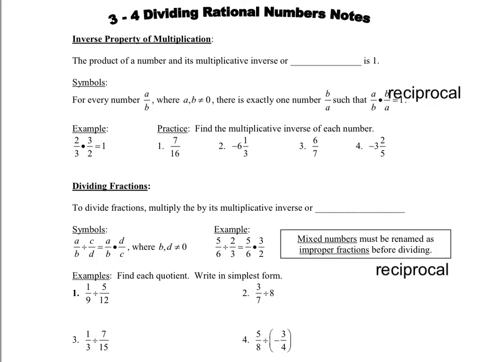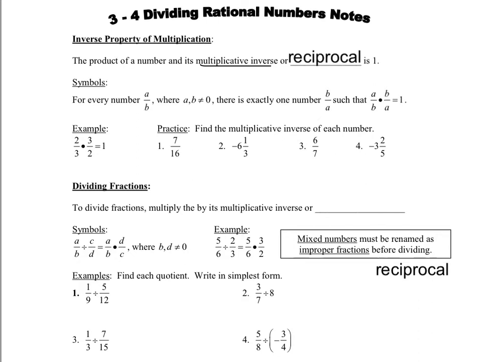Okay guys, today we're going to talk about how you divide rational numbers. A lot of what we do with dividing rational numbers is based on a property called the inverse property of multiplication. It basically says that the product of a number and its multiplicative inverse, or its reciprocal, which is the word I'm probably going to use more often, is 1.